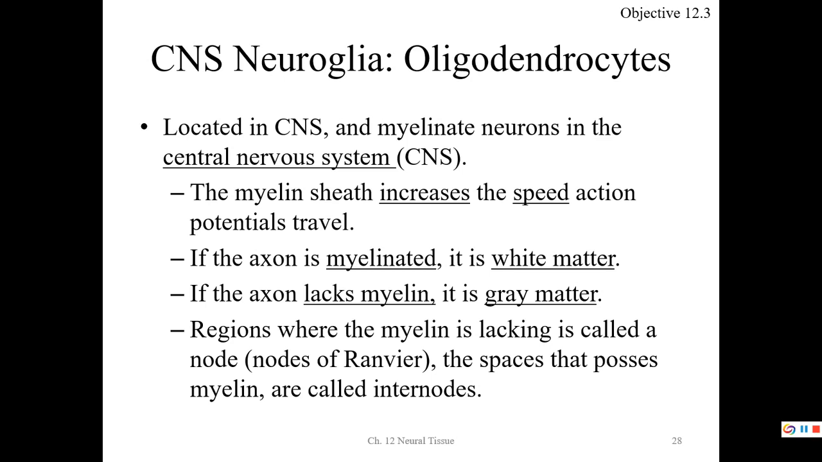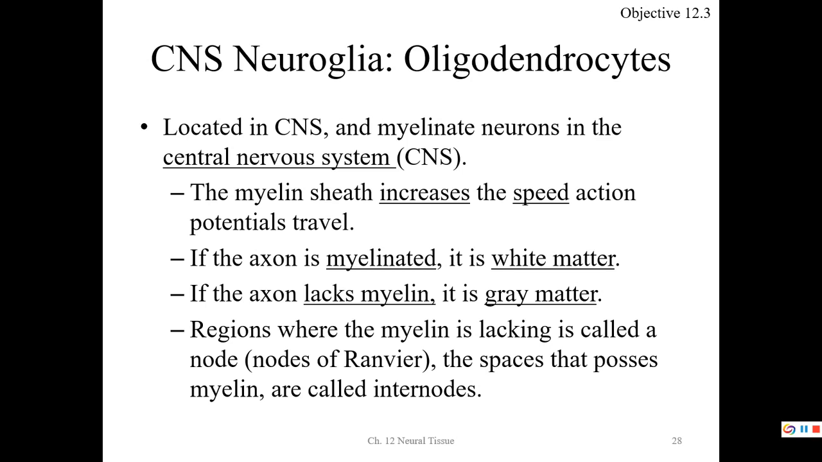These are going to myelinate the CNS, so they make myelin sheaths. And what does myelin do? It speeds up action potentials, makes them travel faster. If the axon is myelinated, we'll call this white matter. If it lacks myelin, that's going to be in the gray matter. Now, there's a couple things. There is the myelin sheath. It looks like a little pill that wraps around your axon.